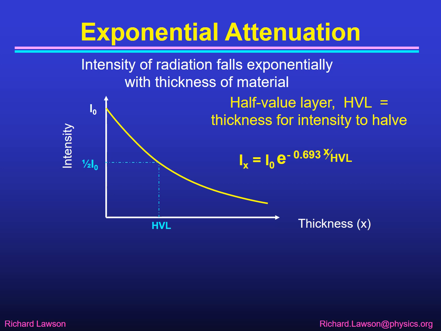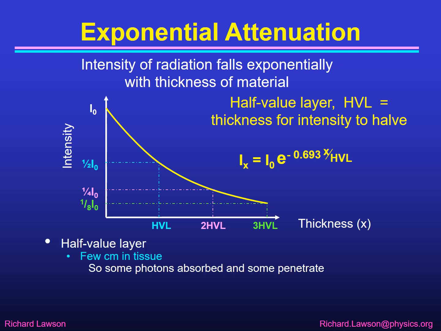So when x is equal to 2 half value layers, this is equal to e to the minus 0.693 times 2, which falls to a quarter of I0. So after 2 half value layers, it's fallen to a quarter of I0, because that's half of what it was at the 1 half value layer, and one more half value layer will halve it again, so it falls to 1/8 of I0, and so on. So it falls all the time, but never quite gets to 0.